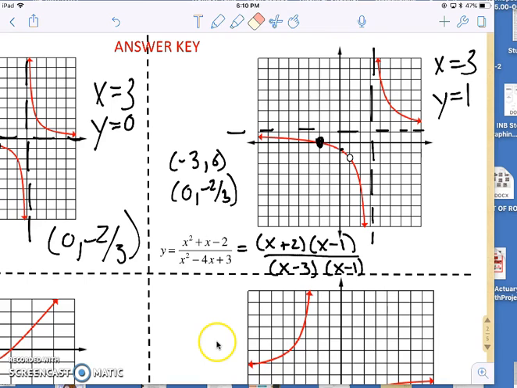But what's going on here? Like, we have a hole. So what in our equation might tell us the hole? Well, it's this part right here. If terms cancel, we end up with a hole. So there's a hole at x equals 1.